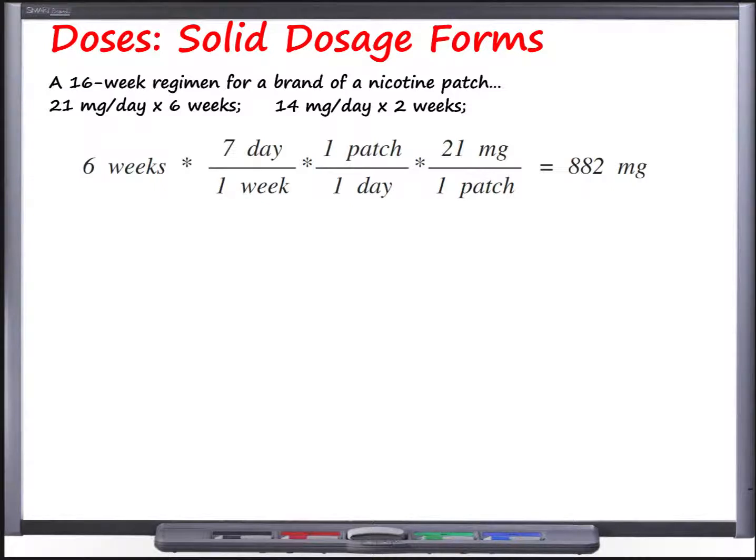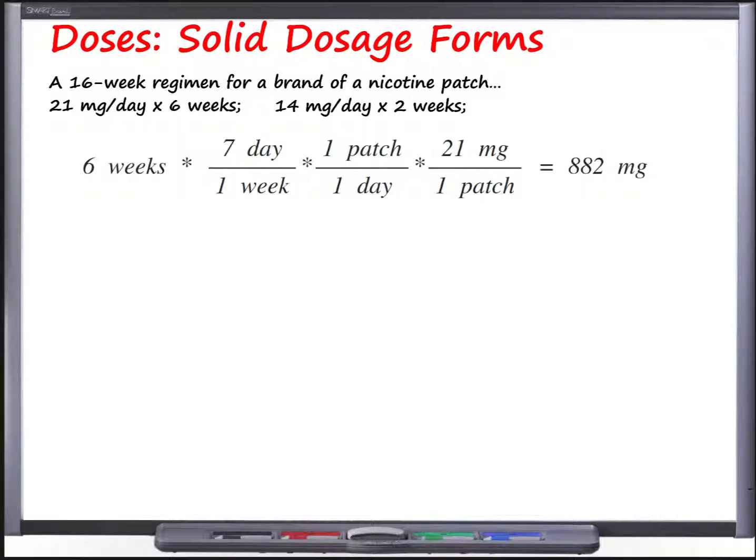And then we're going to be applying 1 patch per day. So again, we go from weeks to days, and now from days to patch. And then lastly, we know that there are 21 milligrams for every 1 patch. So if you multiply all the way across, 6 weeks times 7 days times 21 milligrams, you'll see that the total for the 6 weeks would be 882 milligrams of nicotine.